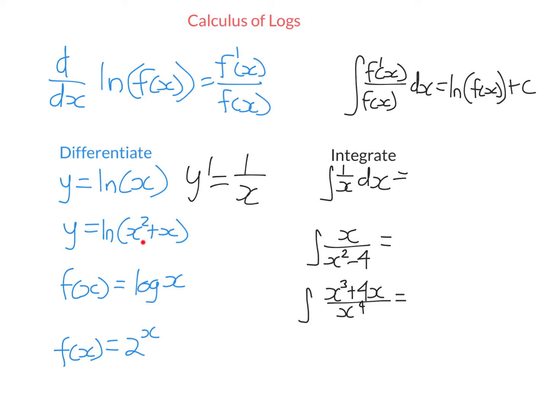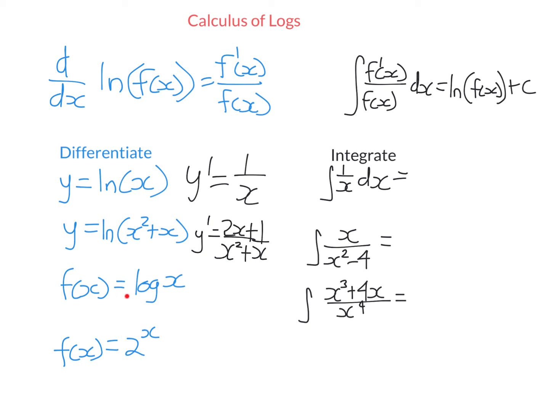If I want to differentiate this function here, same thing. What I do is I put the function, what's in the brackets, on the bottom, so x squared plus x, and I put its derivative on top. The derivative of x squared plus x is 2x plus 1, and then I'm done.